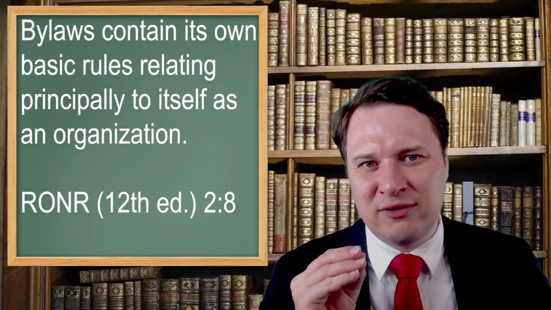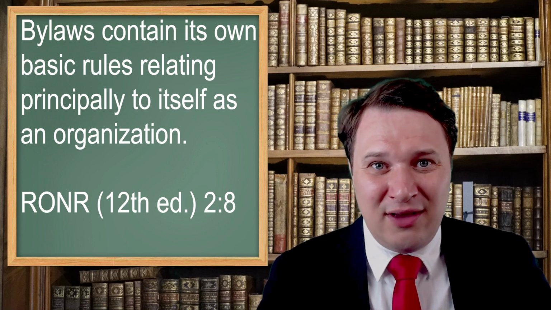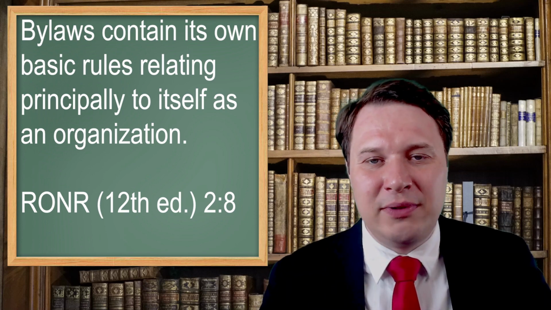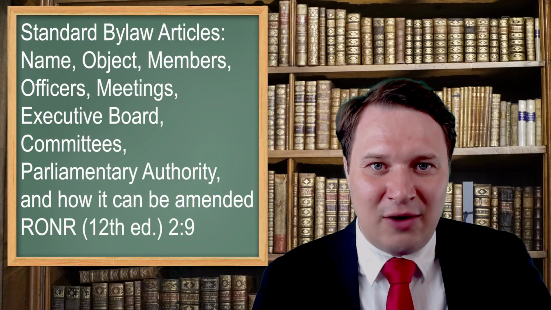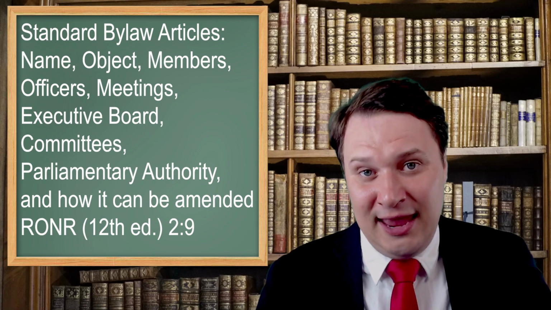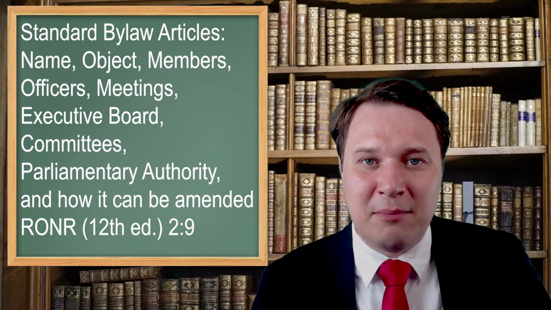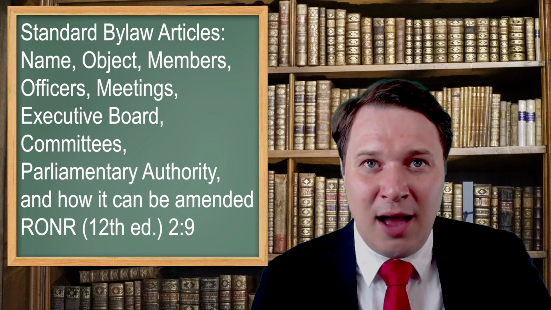Before we actually look at the 8 principles of interpreting bylaws, let's remind ourselves what bylaws actually are. Bylaws are the most important document governing your organization. It basically outlines what your organization is and how it operates. It contains all of the rules relating principally to itself as an organization. And the articles of the bylaws that Robert's Rules recommends include the name, the object of the organization, how to decide who is a member and who is not a member, how to elect officers and their duties, how meetings are to be scheduled and be operated.